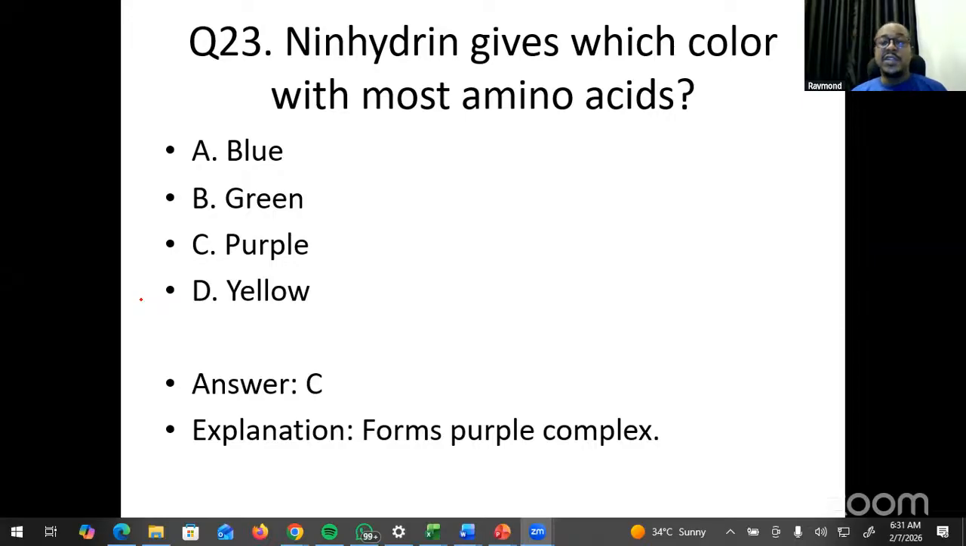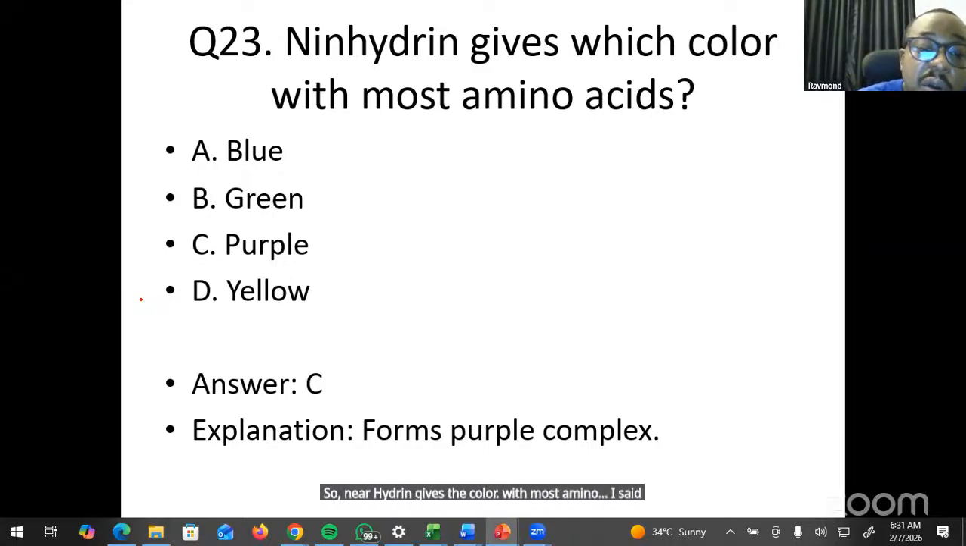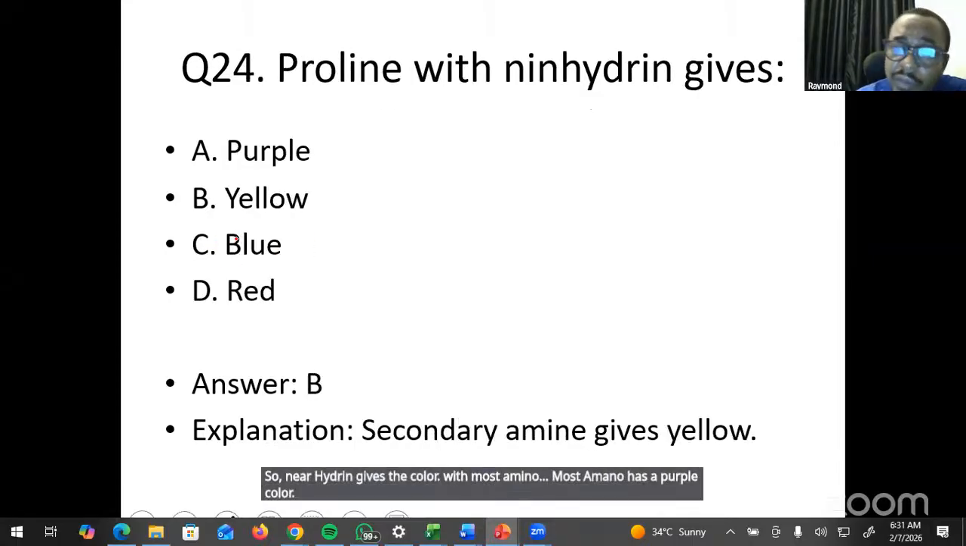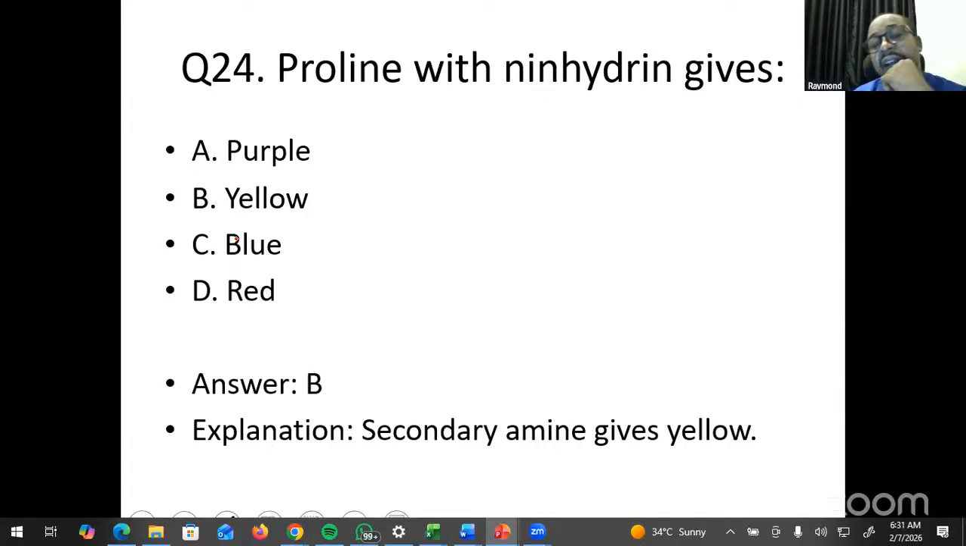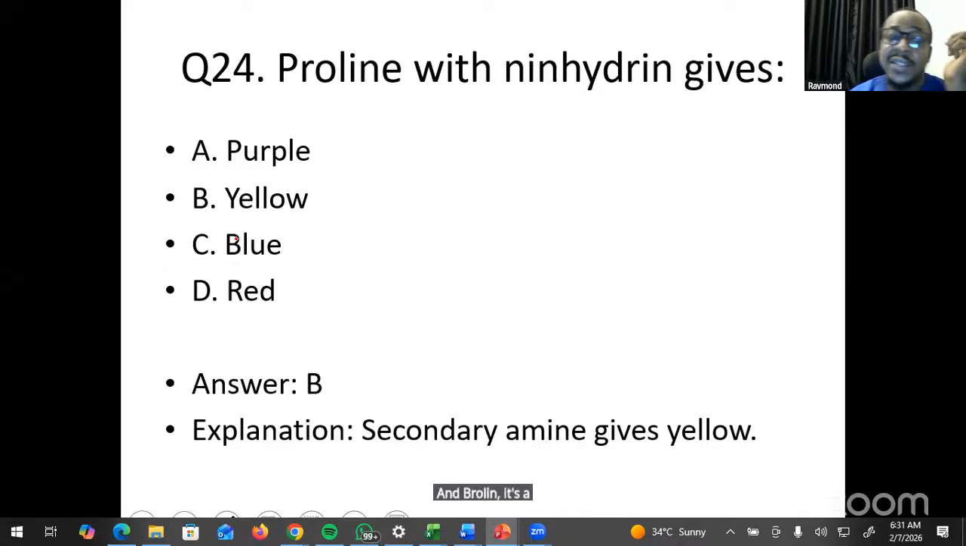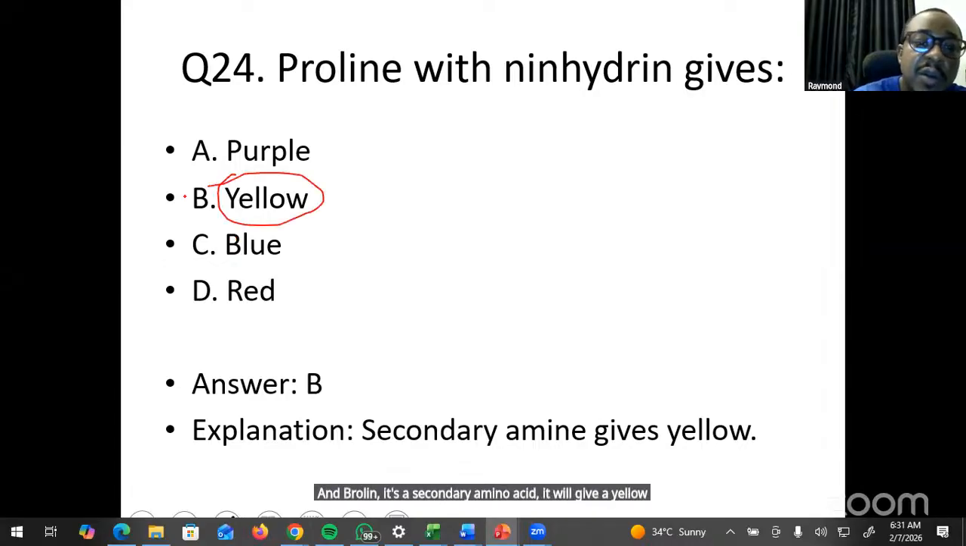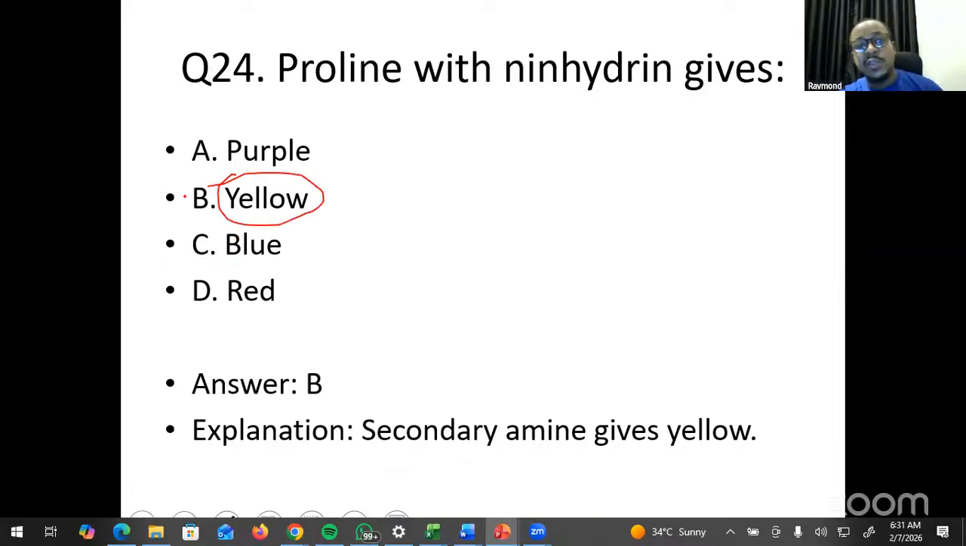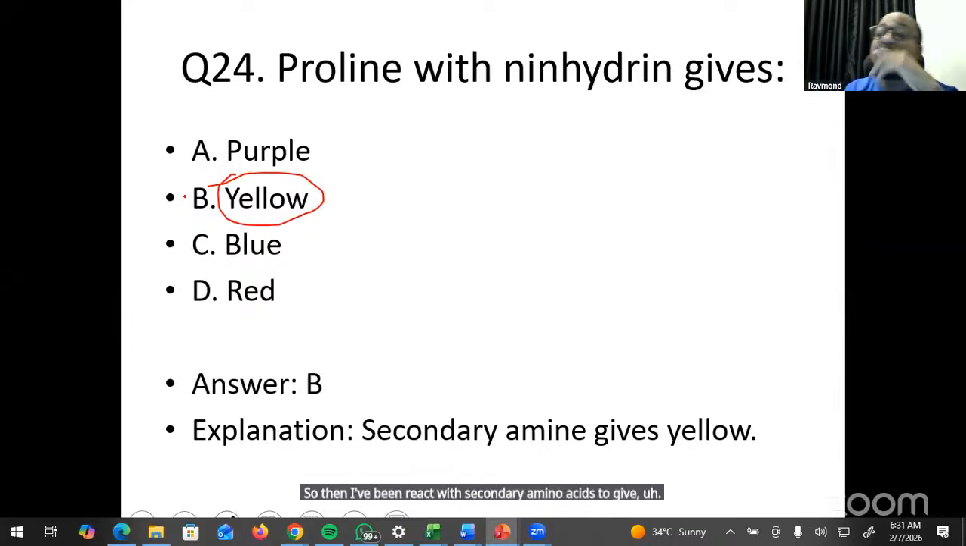Ninhydrin gives a purple color with most amino acids. That's the test for most amino acids: purple color. Proline reacts with ninhydrin differently, because the amino group in proline is secondary, it will give a yellow color. So ninhydrin reacts with secondary amino acids to give a yellow color.